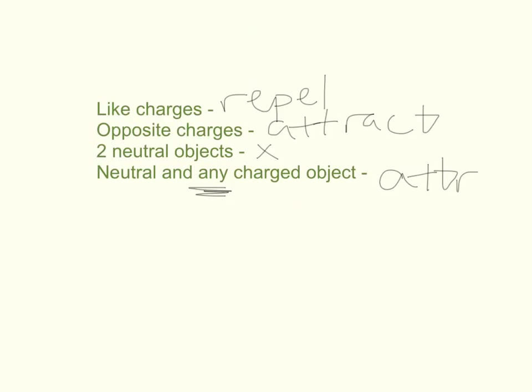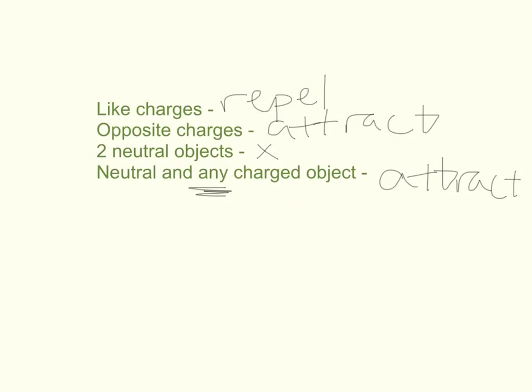So now to summarize, if the two charges are identical, plus plus or minus minus, you'll see the two repel each other. If the objects are oppositely charged, plus minus or minus plus, you'll see them attract. If you have two neutral objects near each other, you'll see nothing happen. There'll be no attraction or repulsion. And if you have a neutral object next to any charged object, plus or minus, you'll see an attraction.